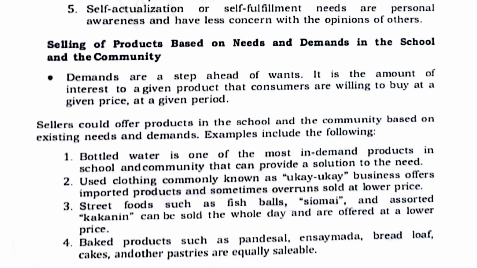Number 2, used clothing commonly known as ukay-ukay. This business offers imported products and sometimes overruns sold at a lower price. Street foods such as fish balls, siomai, and assorted kakanin can be sold the whole day and are offered at a lower price. Baked products such as pandesal, ensaymada, bread, loaf cakes, and other pastries are equally saleable.